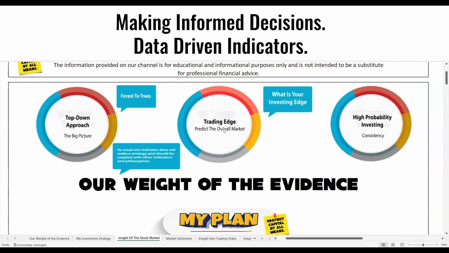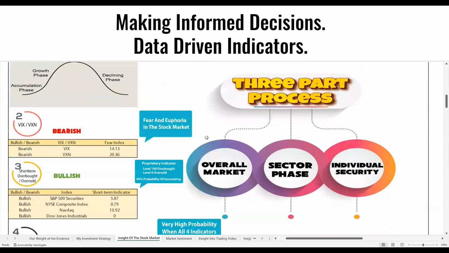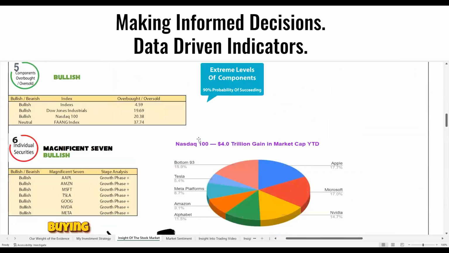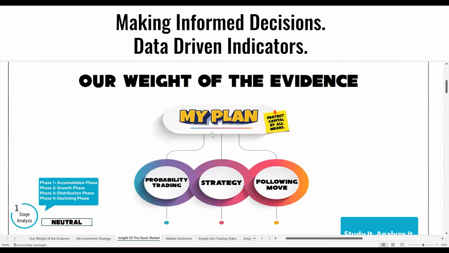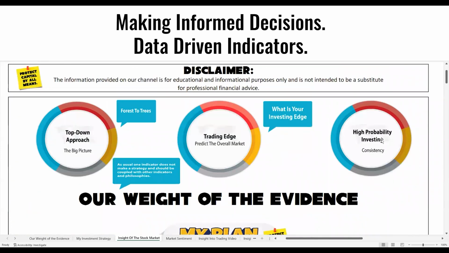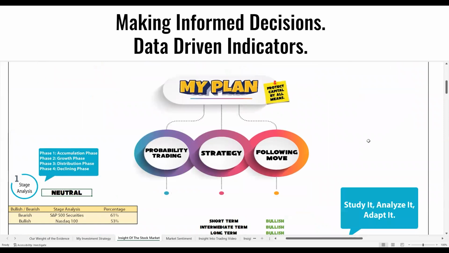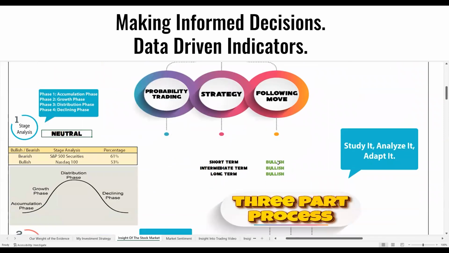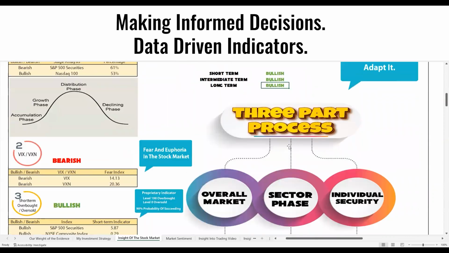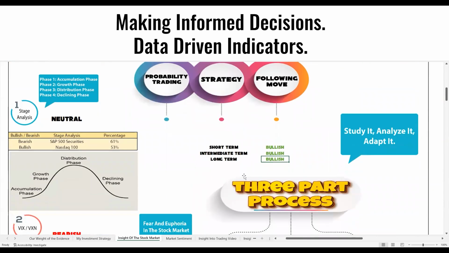What's our trading edge? Our trading edge is the many indicators that we use, and we will be giving you some of them today. What's the high probability of investing? We believe short term, and we're going to show you today, that there is a very high probability. Short term, we are bullish. Intermediate term, we are bullish. And long term, we are bullish. As you know, we use a three-part process: overall market, broken down to the sector phase, into the individual securities.